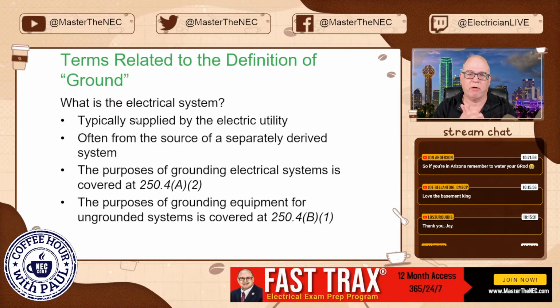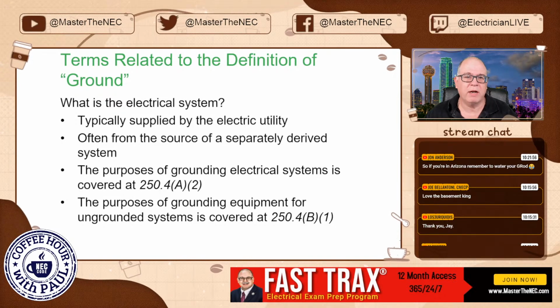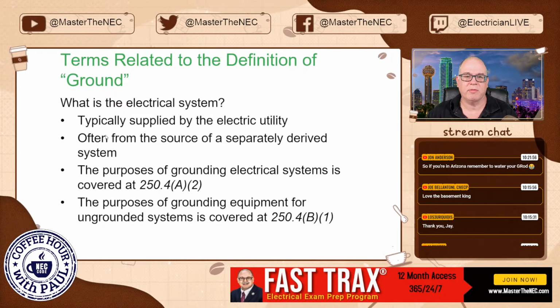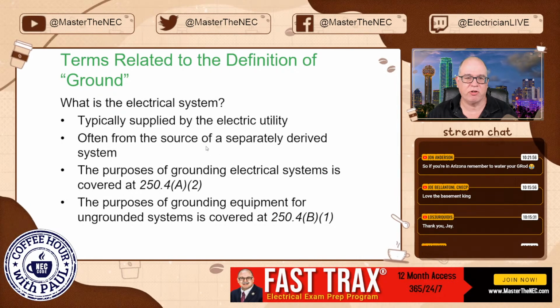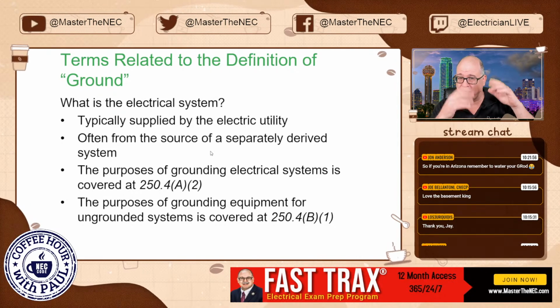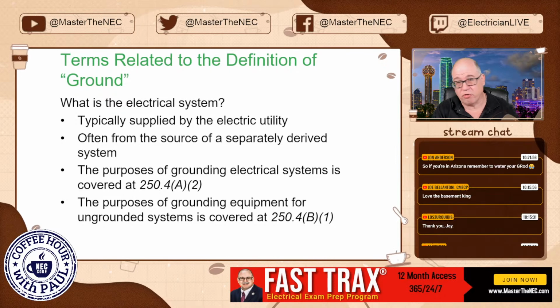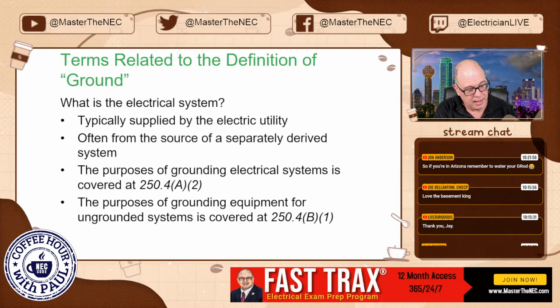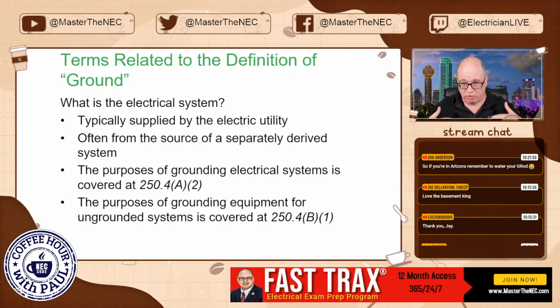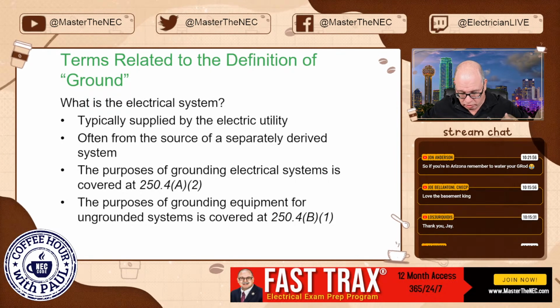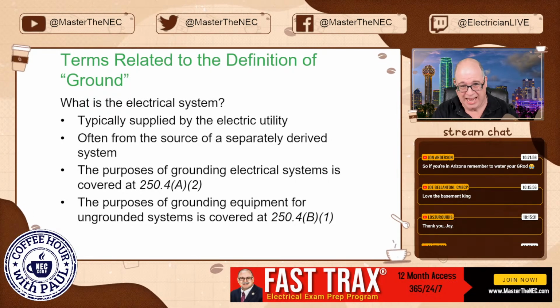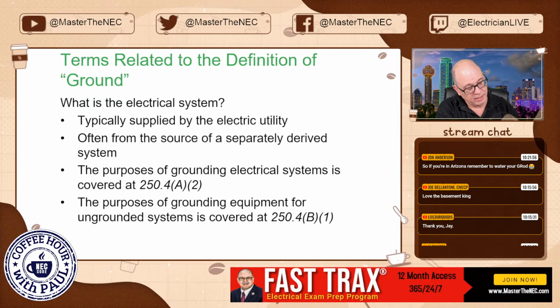So the term ground, again, is connection to earth. What is the electrical system? Typically supplied by an electric utility, a transformer off the pole, or a pad transformer, where the line goes down the pole to a pad and your electrician will take your underground service conductors over to the pad, and that's where they make the connection.